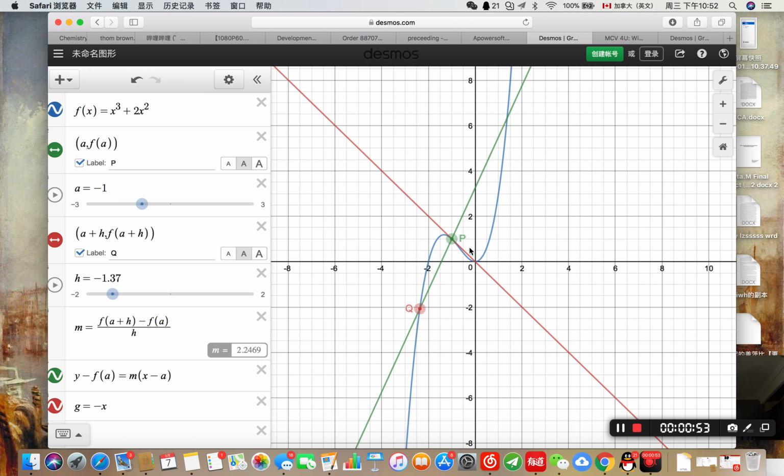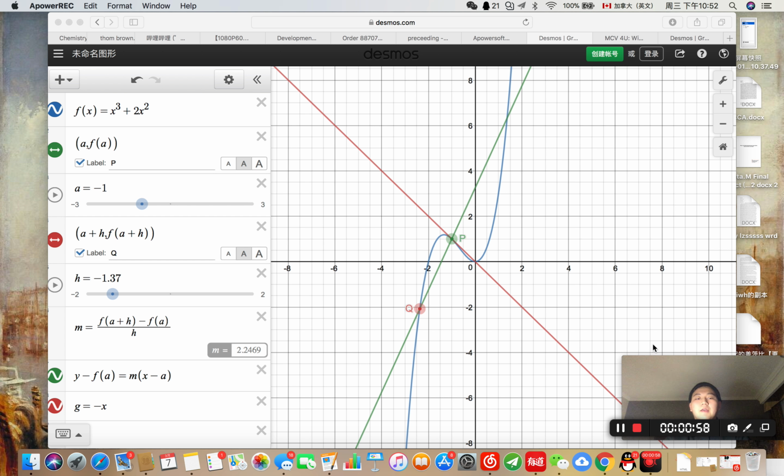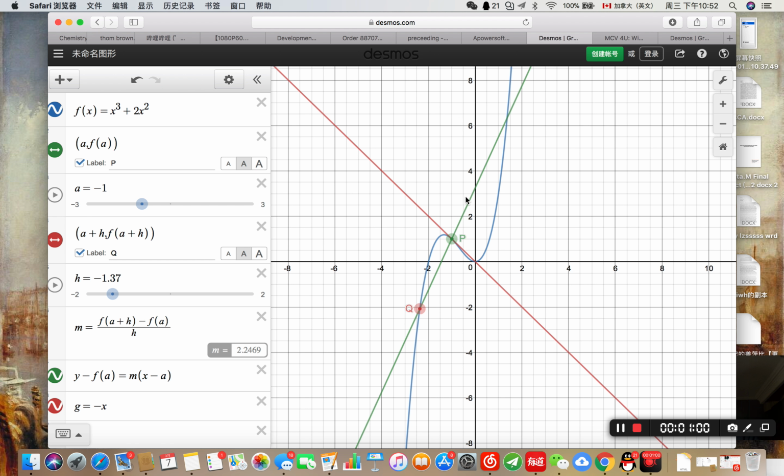It's arbitrary, so it can be any kind of function, and we also need a point called point P, and it has an x value at a, and it also has a y value f at a. Because h is approaching 0, it's moving, so we need another point. Let's call it point Q.